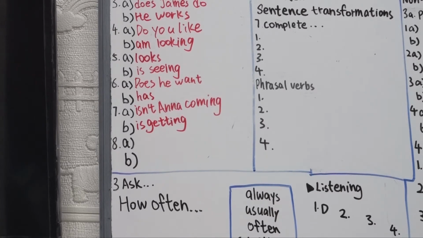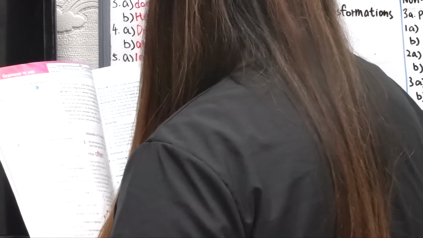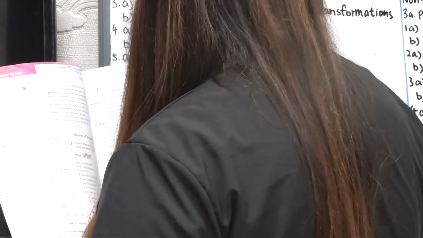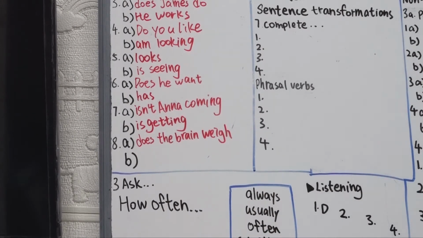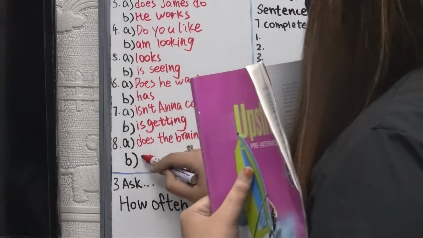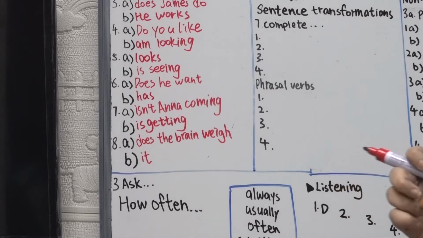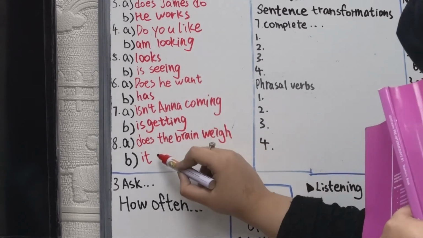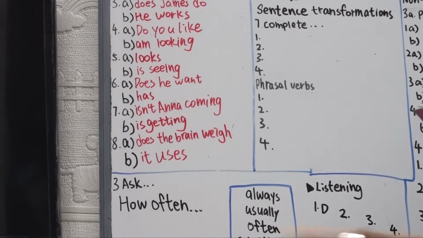How much? Alright. The brain weight. Right. How much does the brain weigh? About 2% of your total body weight, and it uses, or it is using, 20% of your body's energy. It uses, because it is something that is true, right? Also, it is asked in present tense. You answer in present tense.